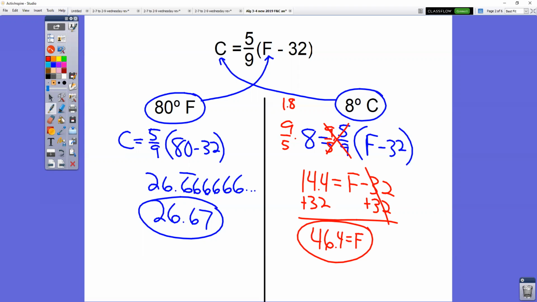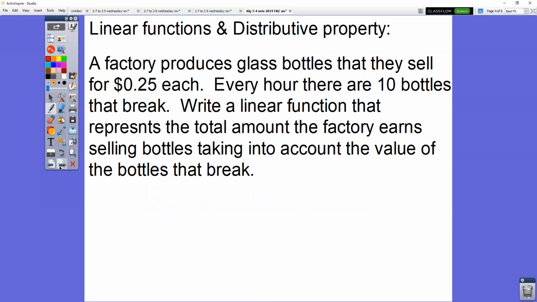So the next kind of problem that we're going to have today looks like this. We're going to talk about linear functions and the distributive property. Now remember, the distributive property is where you have a number outside the parentheses and then something inside the parentheses, like x plus 10 or 4x minus 2 or something like that. So we're talking about linear functions and that distributive property. We're actually going to set up linear functions that look like this, f of x's that look like that.